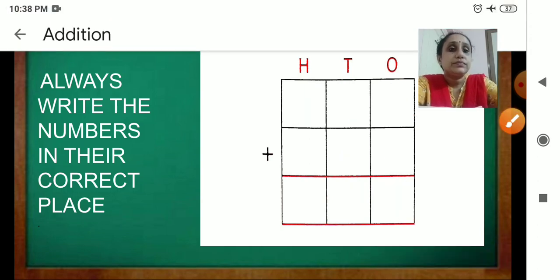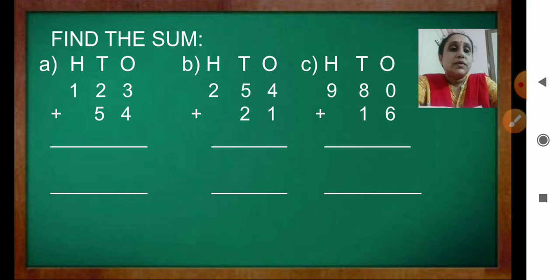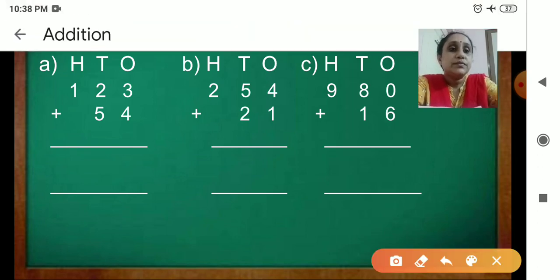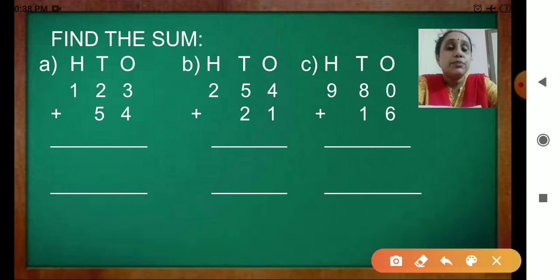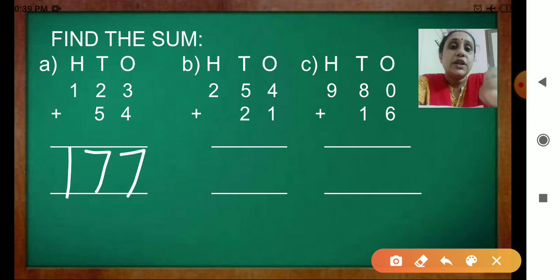Now see, find the sum. The sums are in your books only. We are solving from the book. If you have the book, you can do it in your book. If you do not have it, note it down in your notebook. Now we will add the first one, 123 plus 54. So 3 plus 4, 7. 2 plus 5, you know now how to count. Again 7 and 1 will come down.